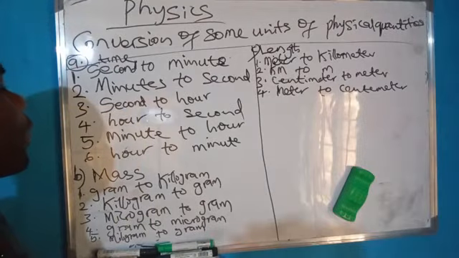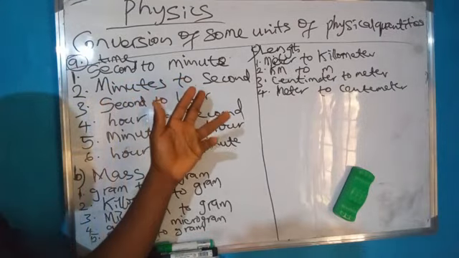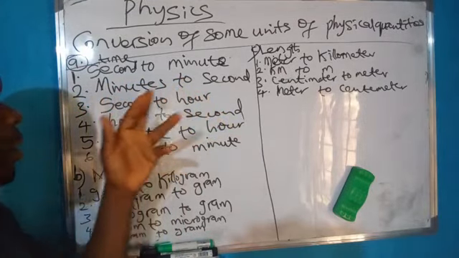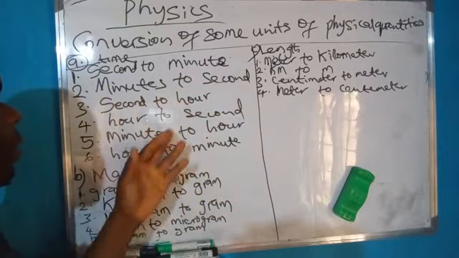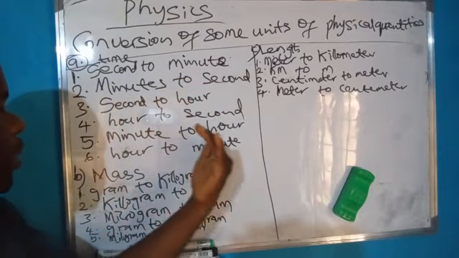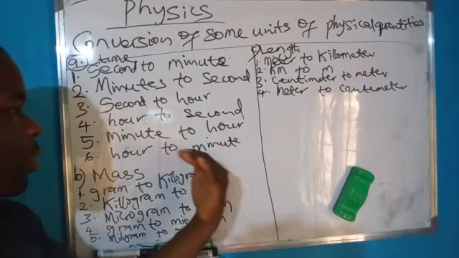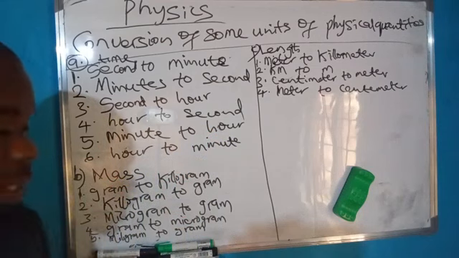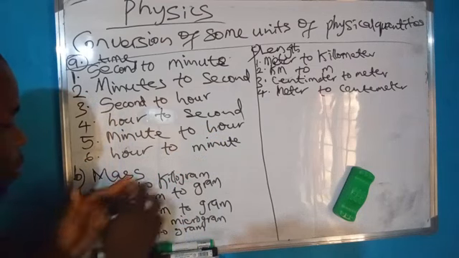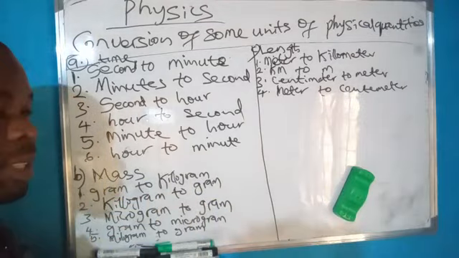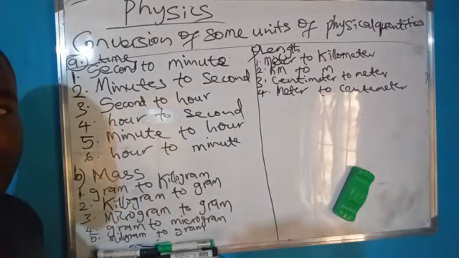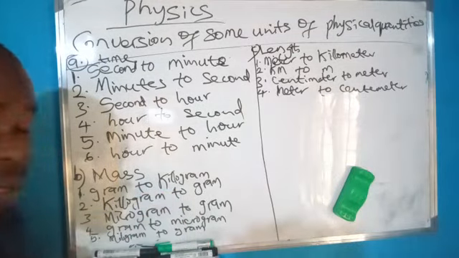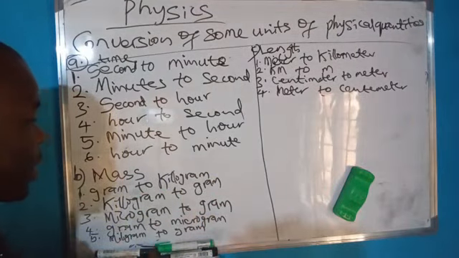Okay, good. Now, from seconds to minutes, from minutes to second, from second to hour, from hour to second, from minute to hour, from hour to minute, then from mass. Okay, in mass, now when you consider mass, you see gram to kilogram. Kilogram is the standard unit. Do you understand? This is the international unit. That is the one that is internationally accepted.